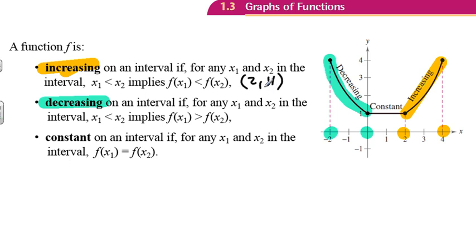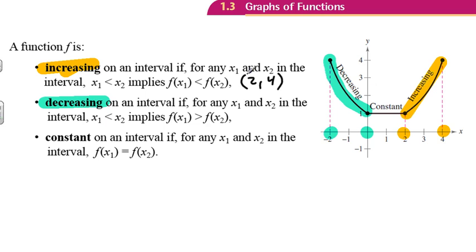Anytime that we write our intervals of increasing, decreasing, or constant, we will always use parentheses. Why? Because it wouldn't make sense to use a bracket at 2, because at 2, it's neither increasing nor decreasing. That's what we call a point of change of direction. At the exact point 2, it's neither increasing, decreasing, nor constant. It does none of those.